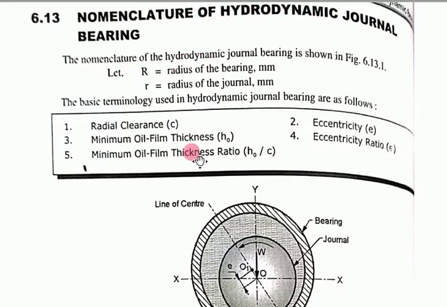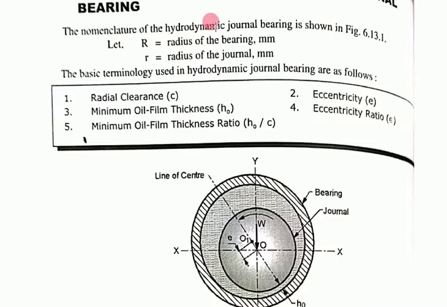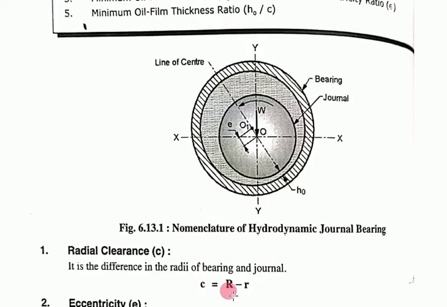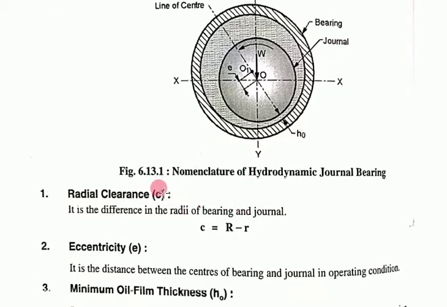So here capital R is the radius of bearing and small r is the radius of journal. So this is the bearing which has capital R and this is the journal having small r. The first nomenclature is radial clearance. So C is equal to capital R minus small r, that is bearing radius minus journal radius. Okay, so it is denoted as C.